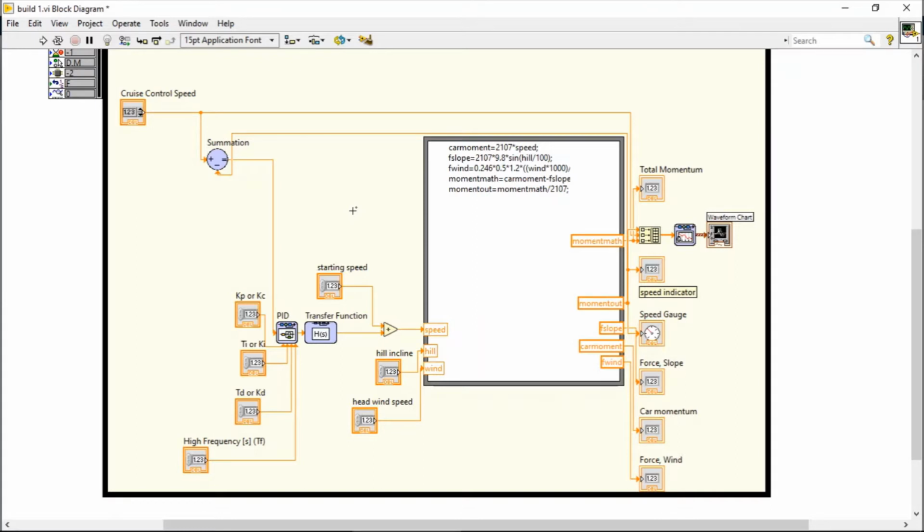So I'll show how that looks, and then I'll show also stepping from 20 up to 30, so 10 increments of 1 mile per hour each, and kind of show you how it responds in a step fashion instead of just the initial 10 mile per hour input. Two other inputs you can see here are your hill incline and your headwind speed.